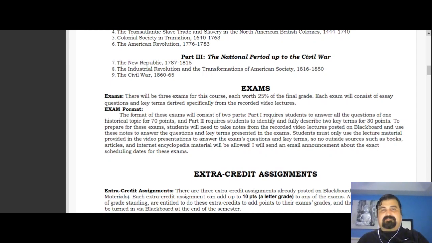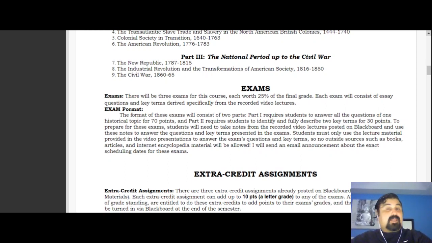For 30 points, a couple of key terms. I'll give you a set of 5, and you look at them and select 2 key terms, and you're supposed to elaborate in depth what those key terms are. Okay. So that's what it is. Again, it's a writing exercise.